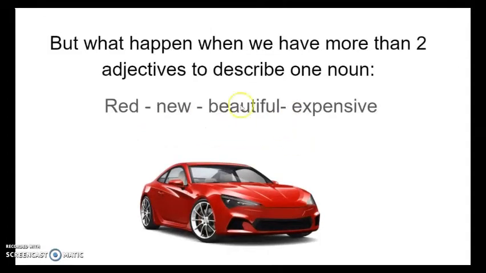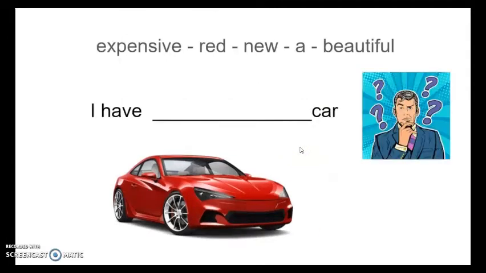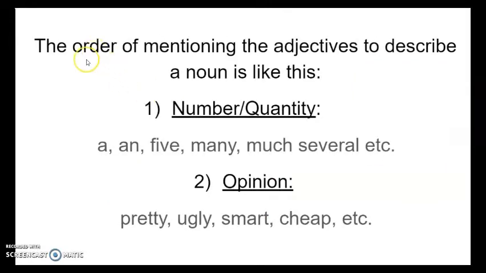But what happens when we have more than two adjectives to describe one noun? For example, if I want to say that my car is red, new, beautiful, and expensive in only one sentence, what can we do in this case? Well, we have to study the order of the adjectives to describe a noun. So pay attention because this is the order.